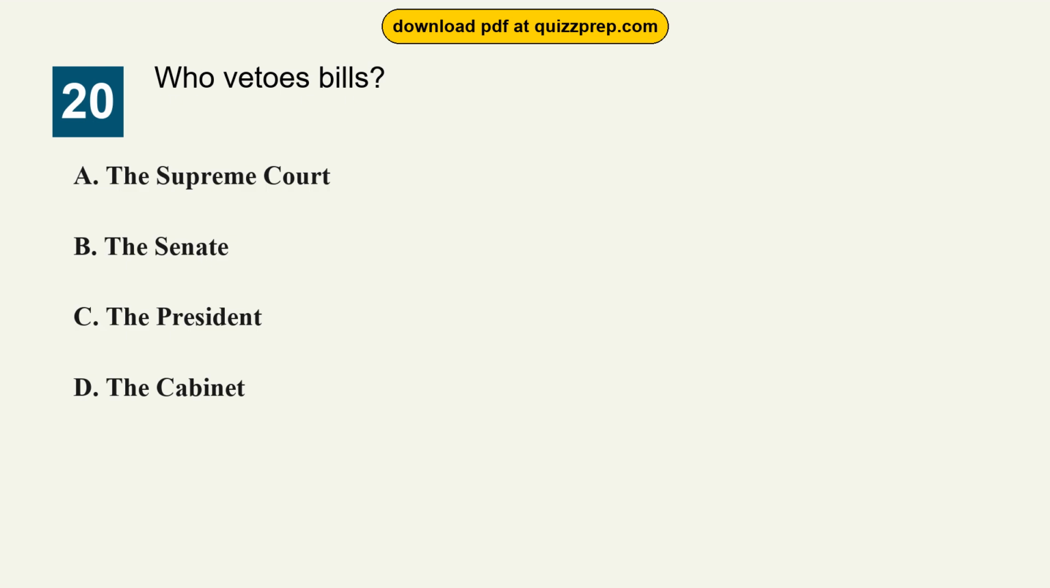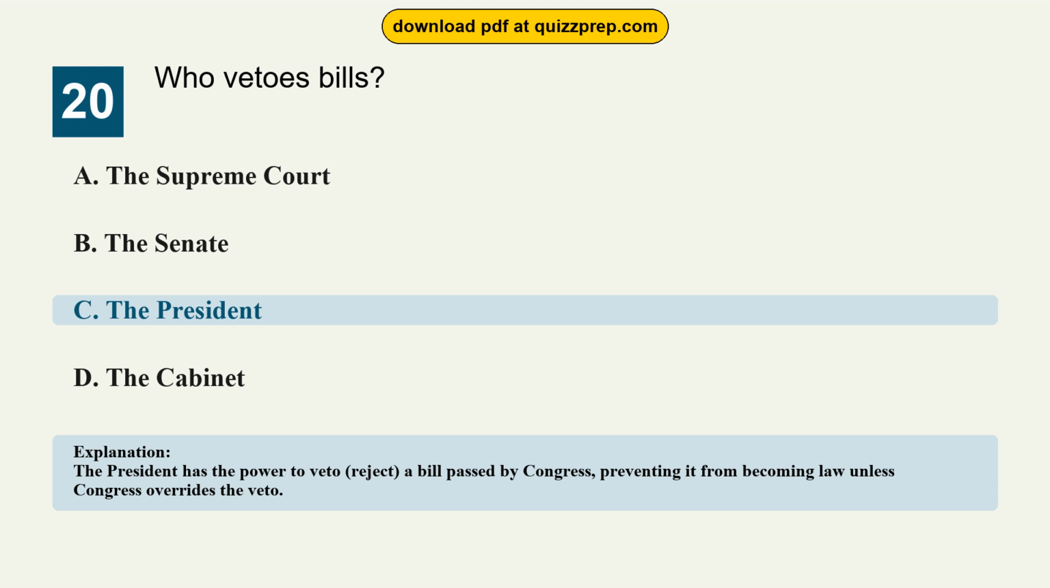Question 20. Who vetoes bills? Option A, the Supreme Court. Option B, the Senate. Option C, the President. Option D, the Cabinet. The correct answer is option C, the President. The President has the power to veto, reject, a bill passed by Congress, preventing it from becoming law unless Congress overrides the veto.